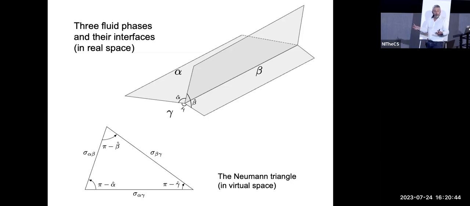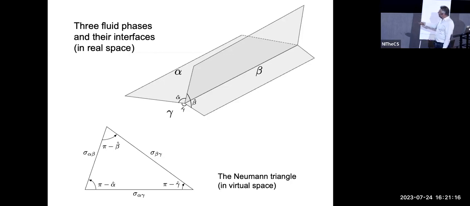We'll have maybe some spreading state instead of stable equilibrium. Now, if you decompose the forces into x and y coordinates perpendicular to the contact line, and you work a little bit with the algebra, you find that the force balance on this contact line can be described in virtual space by what is called the Neumann triangle.